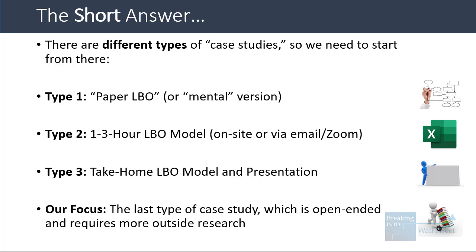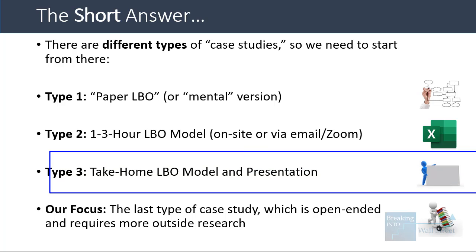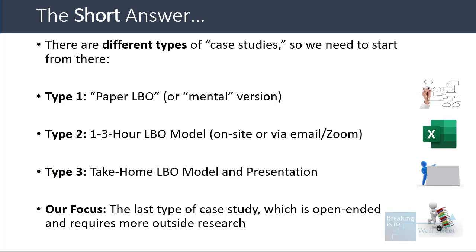This one tends to be much more open-ended. It requires more outside research, and the models aren't necessarily more complex, but you need to make a very good argument and have a lot of data to back up all of your numbers. So we're going to focus on type 3 here, and then maybe in future tutorials or in other videos in this channel, we'll take a look at types 1 and 2 at some point in the future.